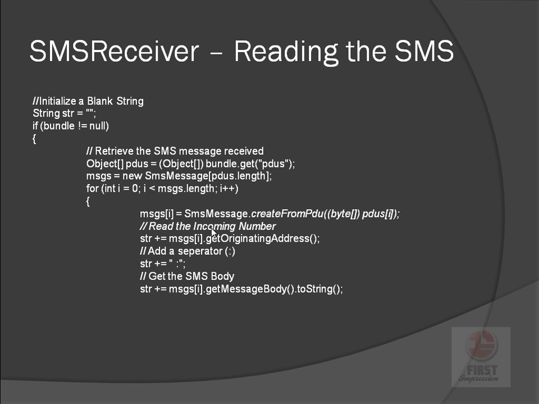To get the incoming number, we'll say messages[i].getOriginatingAddress. It will give me the phone number of the person. We'll add a colon in between so that we get a separator, that is the phone number, colon, the body of the message. So then we'll add messages[i].getMessageBody().toString(). We'll convert the body of the message to a string and we'll give it inside the str.